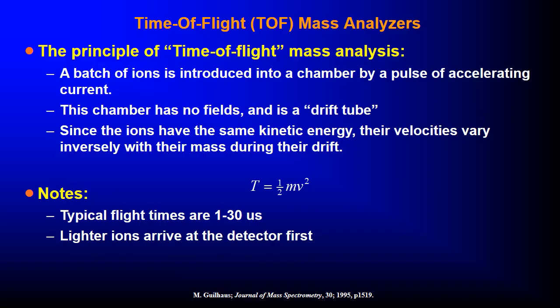Time of flight mass analyzers. The principle of time of flight mass analyzers: a batch of ions is introduced into a chamber by a pulse of accelerating current. This chamber has no fields and is a drift tube. Since the ions have the same kinetic energy, their velocities vary inversely with their mass during their drift. Note, typical flight times are 1 to 30 microseconds. Lighter ions arrive at the detector first.